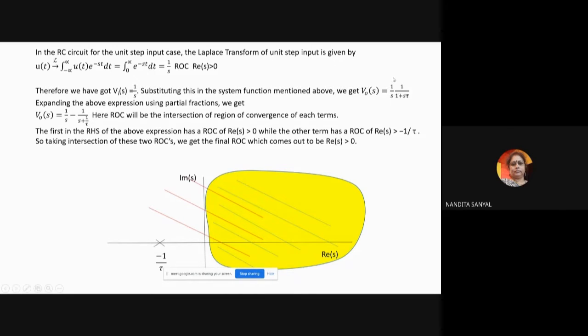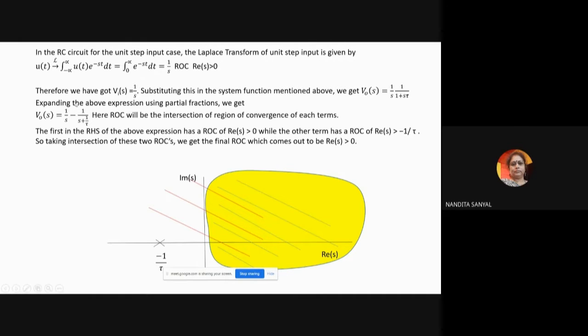So the output will be 1 by S into 1 by S plus tau, 1 by S tau plus 1. Now from there we can write it in a partial fraction form, that is 1 by S minus 1 by S plus 1 by tau. Here the ROC will be the intersection of the region of convergence of each term. That means the common portion will be the ROC. The ROC for the first part and the ROC for the second part, where they coincide, that part will be the ROC of the system function.